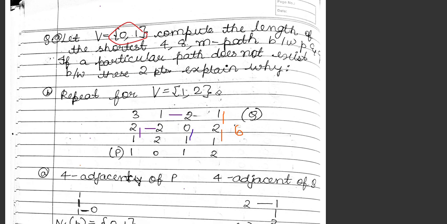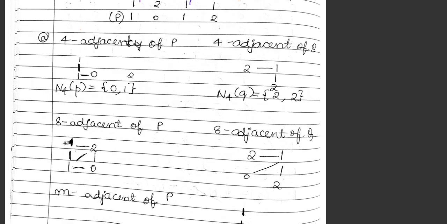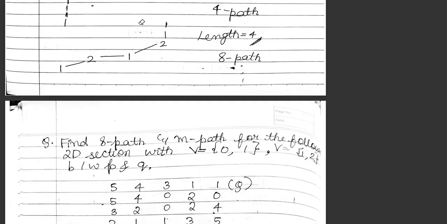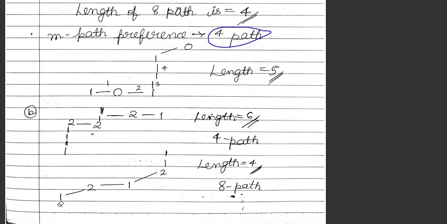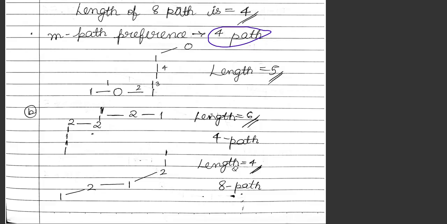Next, we'll solve the 8 adjacency. I'll show you here. So for 8 adjacency, it is directly from 1 to 2, 2 to 1, 1 to 2, and 2 to 1, and hence the length value is 4.